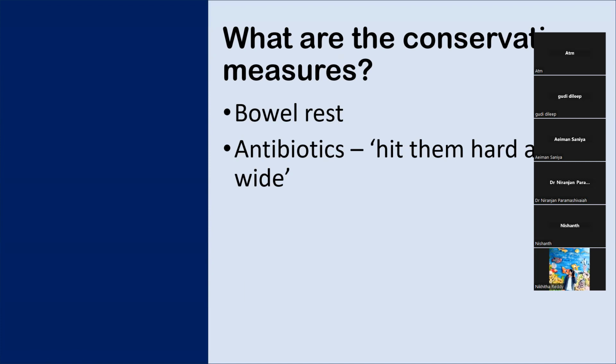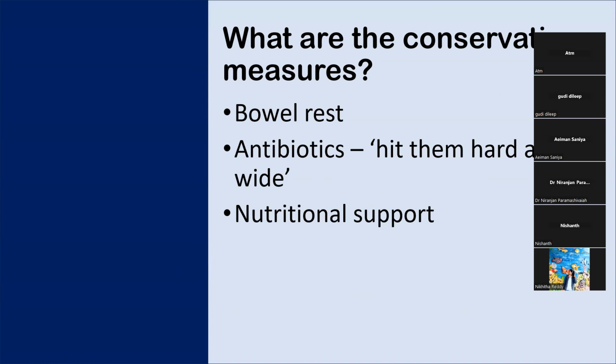You are a registrar somewhere, you're a young consultant, you have a patient with a leak on your hand. So when there's a leak, give bowel rest. Don't start feeding them, okay, until you know where the leak is and all that. It's just initial. First thing is bowel rest. Antibiotics: you hit them hard and hit them wide, which means you use a wide spectrum antibiotic. Give them good doses, intravenous doses. You must have nutrition and fluid support.